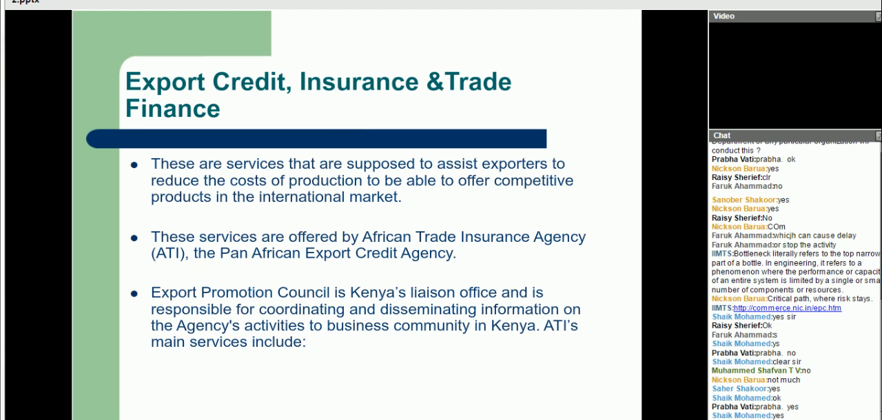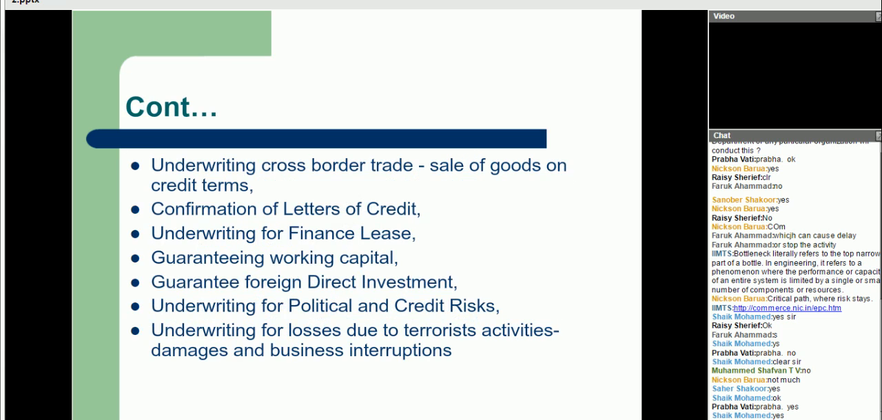So export credit, insurance, and trade finance. These are the services that are supposed to assist the exporters to reduce the cost of production, to be able to offer competitive products in the international market. These services are offered by African Trade Insurance Agency, that is ATI, because Kenya comes under Africa. The Pan-African Export Credit Agency. Export Promotion Council is Kenya's liaison office and is responsible for coordinating and disseminating the information on the agency's activities to the business community in Kenya. Right, so nothing important here.